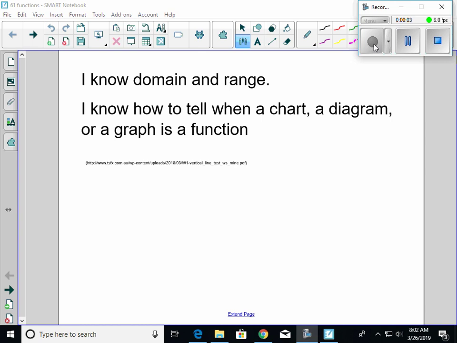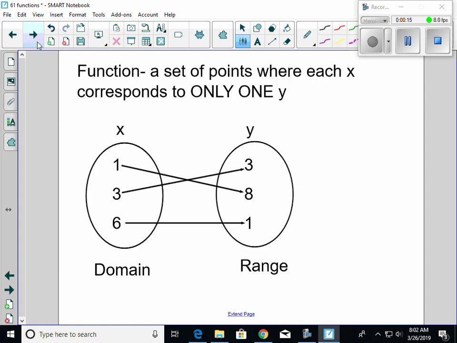Okay, today we're going to go over two vocabulary words, domain and range, but the main goal is to tell whether a chart, diagram, or graph is a function. Okay, first, a function. A function is a set of points where each x value corresponds to exactly one and only one y value. So each x is going to be corresponding to only one y value.